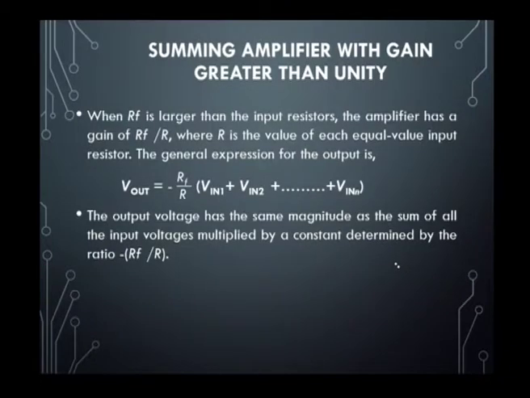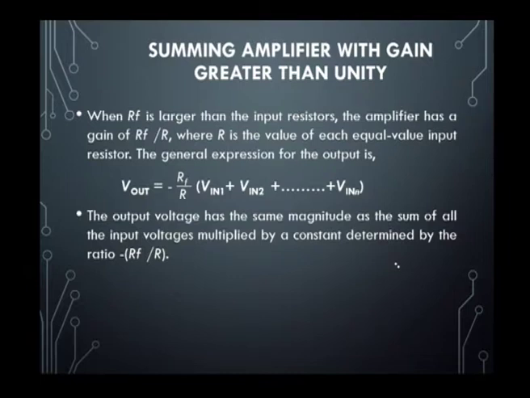Next, summing amplifier with gain greater than unity. What we discussed till now is for the summing amplifier which has a unity gain. Suppose it has a gain of more than 1, what will happen? Then when RF is larger than the input resistors, the amplifier has a gain of RF by R, where R is the value of each equal input resistor.